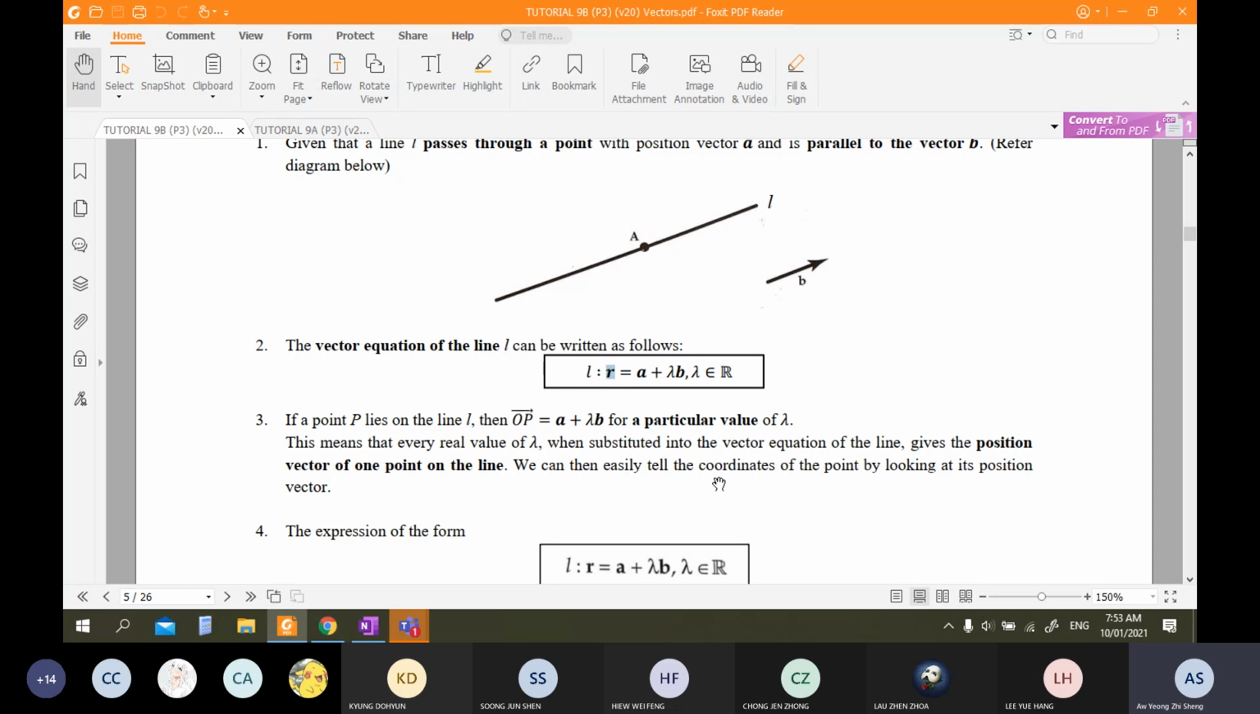It's important to write the letter r here. If you don't write the letter r, then you are not telling the reader what a plus lambda b leads you to. A plus lambda b should lead you to a point on the line L. And to tell the reader that it leads you to a point on the line L, you need the letter r to be there, because r represents the position vector of a general point. So don't forget to write the letter r. It is compulsory to write.